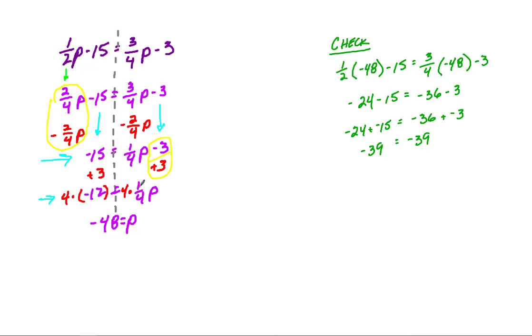So 4 times a fourth is 1, so 1p. And 4 times negative 12 is negative 48. And then you can check my work here. There's the check for this particular problem. So replay that explanation if you need some more help with that, and then we'll move on to the next part of the book.